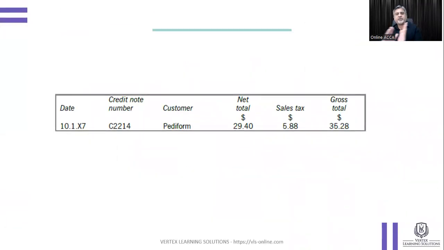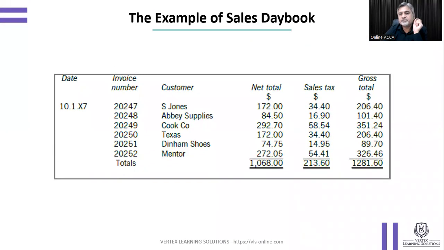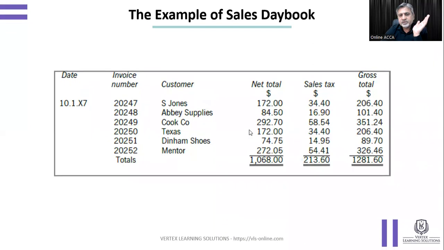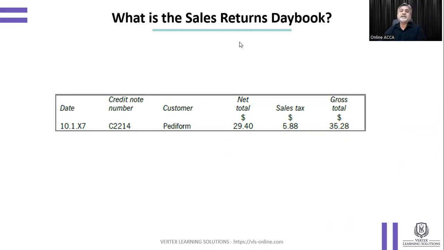And this is how your credit notes look like. So we said that two things are there: invoices and credit notes. So invoices and sales day book. Sales day book I have shown you. This is your credit note, your credit sales return day book. This is your sales return day book. On the same day, on 10th of January, some customer, Pediform, brought some goods back. And actually these goods were returned. So we issued a credit note.